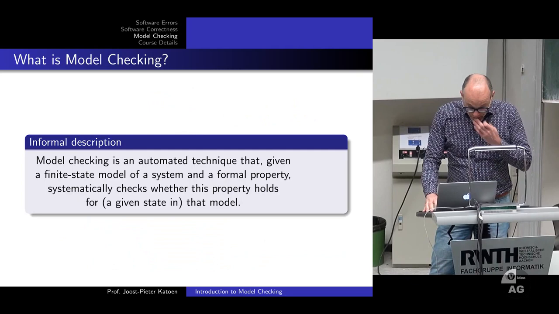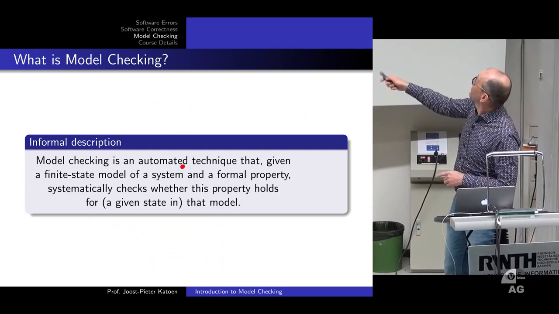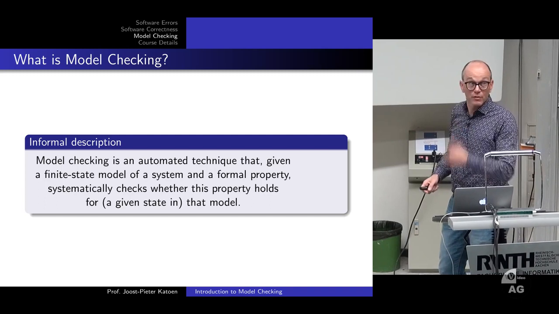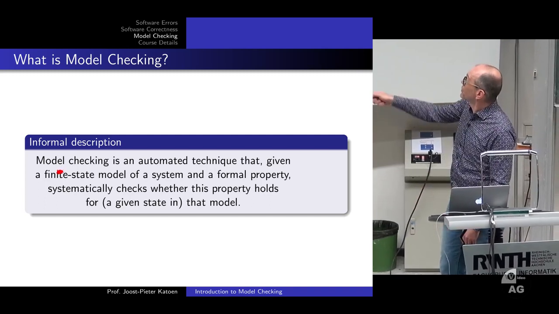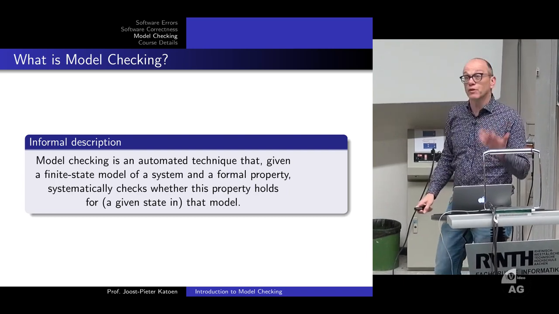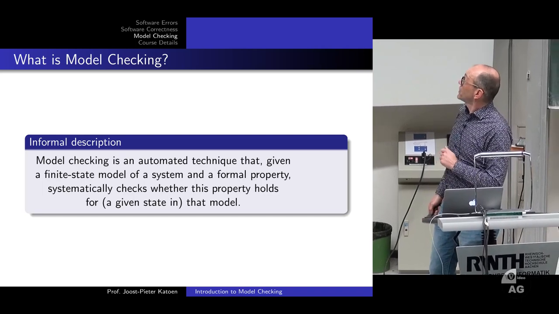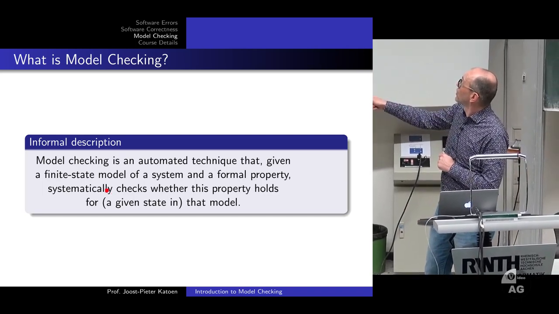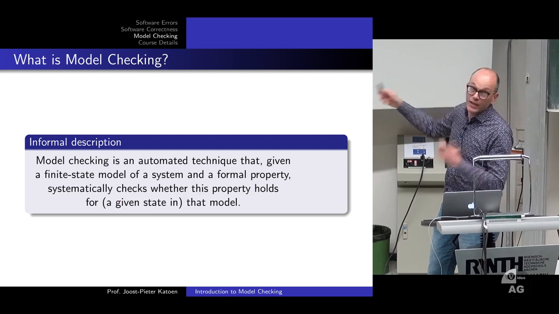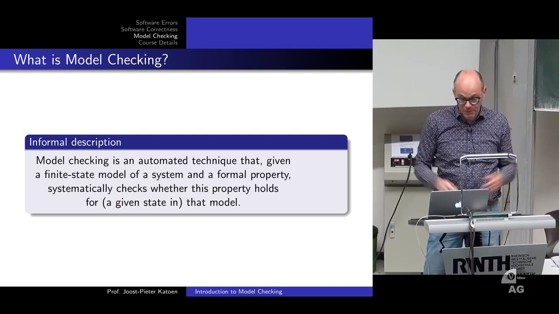Okay. So what is model checking in a nutshell? Model checking is an automated technique, so we will talk a lot about algorithms, that takes as input a finite state model and a formal property, typically written down in terms of a temporal logic, in a logical formula. And what it does, it systematically checks whether the property holds for that model or for a given state. For instance, the state in which the system will start. That's the typical kind of thing.